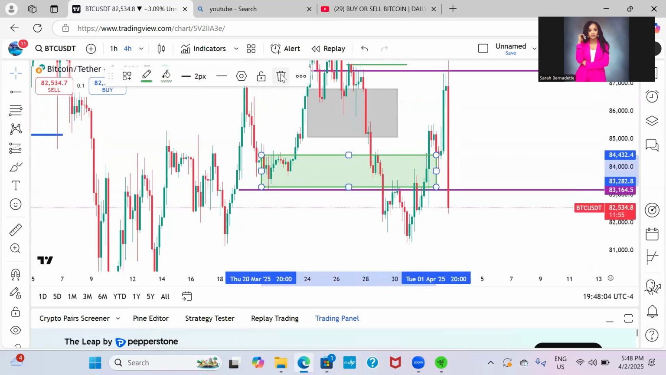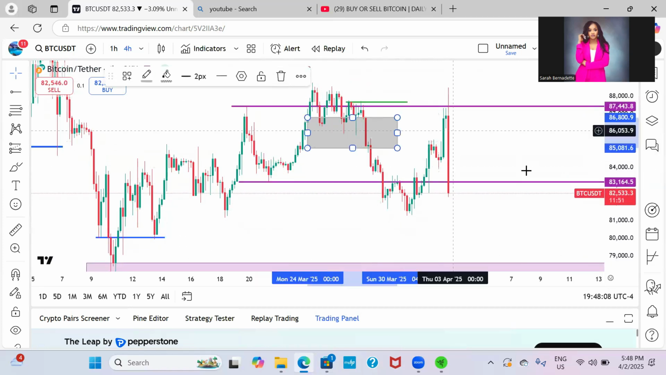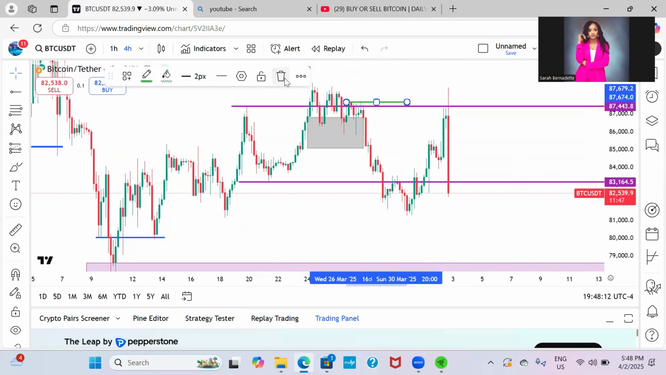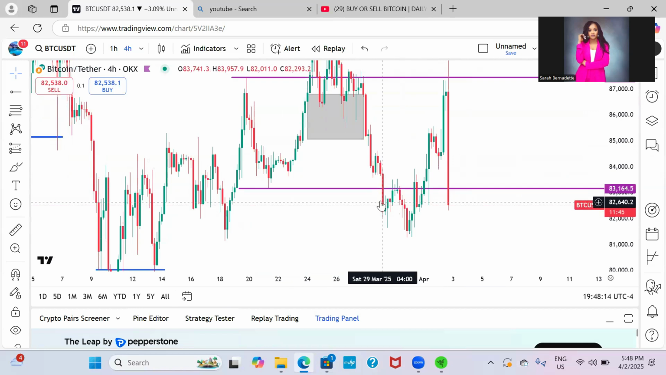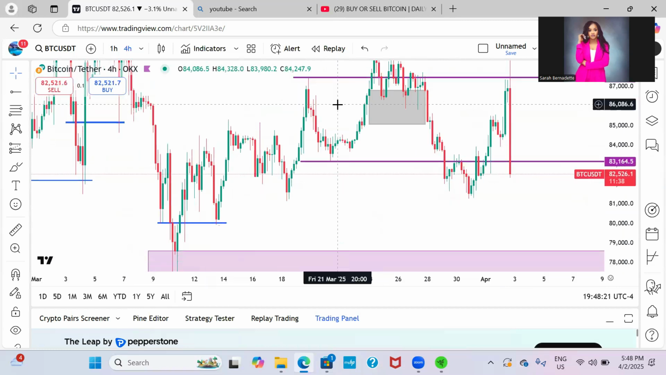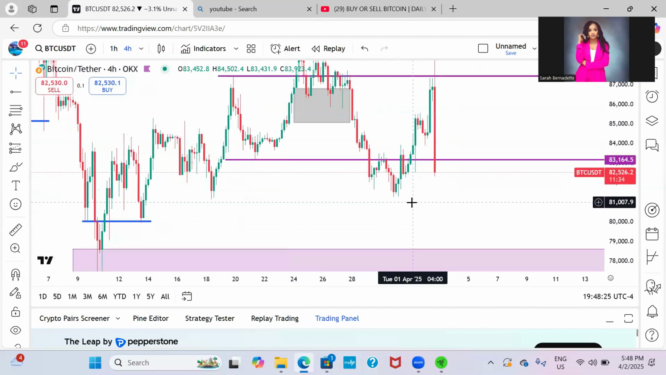Let me delete this green box because it's no longer useful. Even this one here is no longer useful. I'll just keep it here. Okay, so what happened? We see a break below this previous higher low. So price actually did break out of this upward structure that it was in, and now we are bearish.